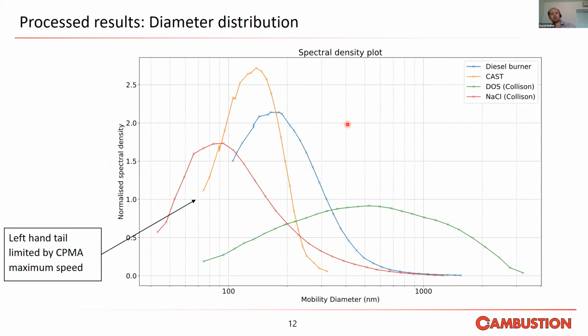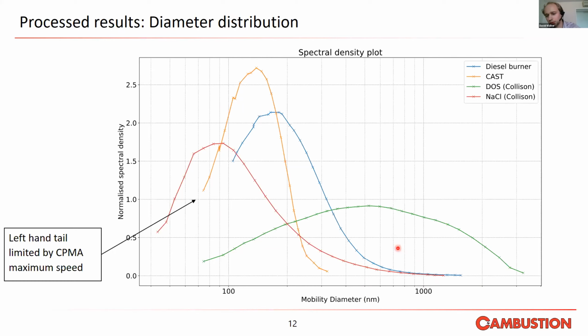Okay, first look at a diameter distribution. So this is what you're familiar with from an SMPS, for instance. We've got mobility diameter on the x-axis and a normalized density on the y. But there are some important differences here between what you might get out of an SMPS. Firstly, we're getting up to well above a micron, or up to 4 microns.